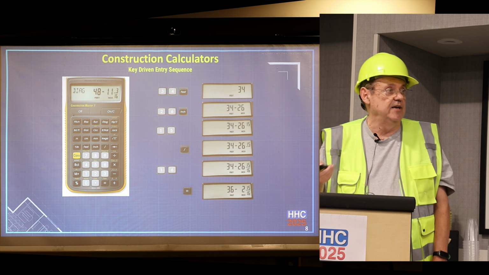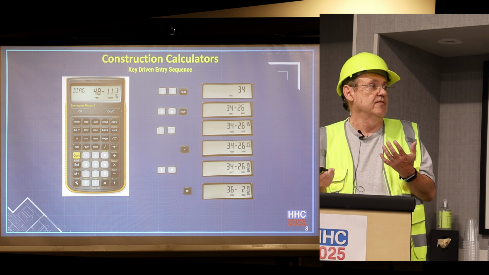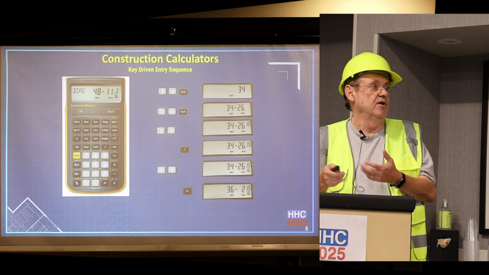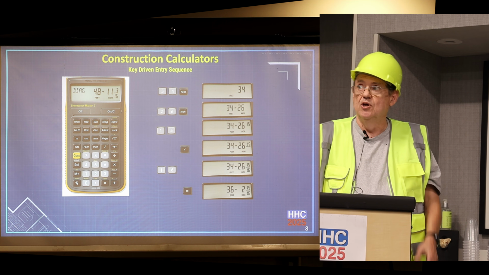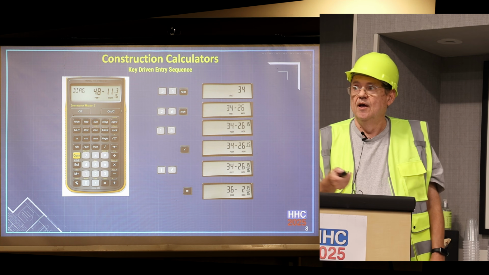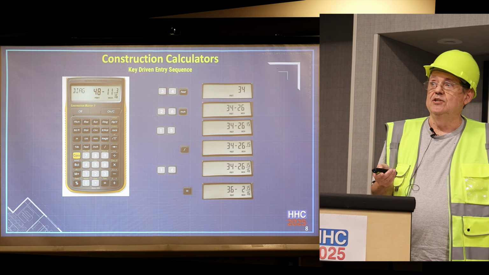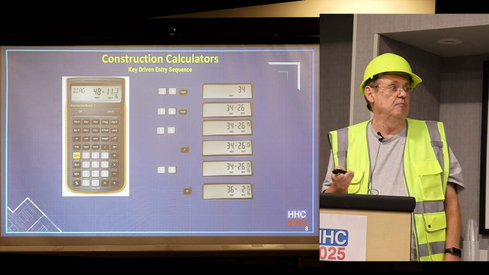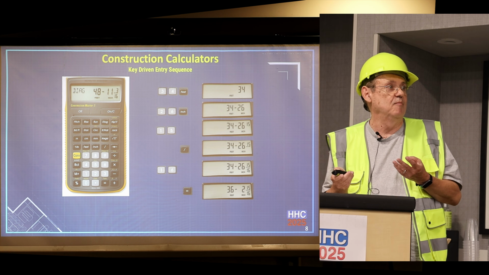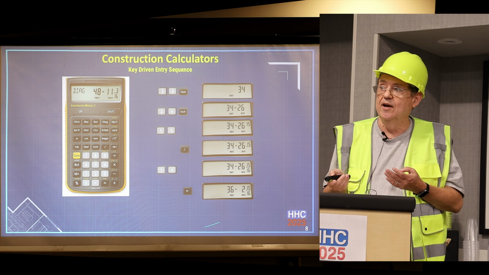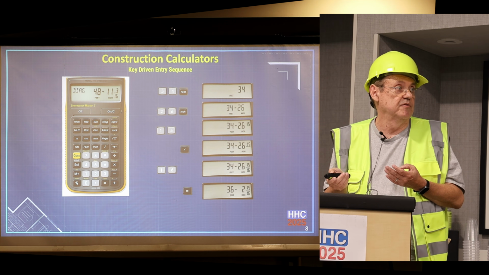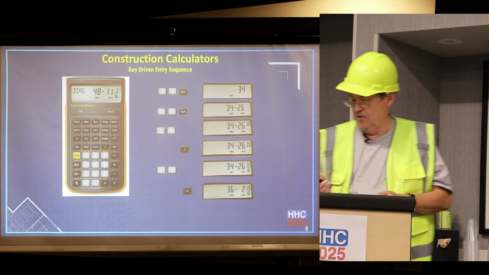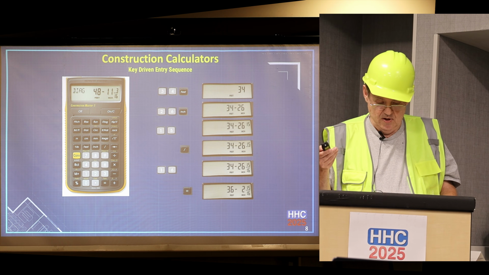The advantage of this is you don't have to look at the display to get prompted on what you're inputting next. You tell it on the way. The other advantage is you're not limited to the denominators that are on the keyboard, and you could put 64ths of an inch on that as well.